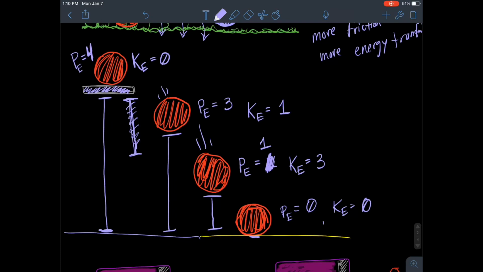Well, what happened to those 4 mystery units of energy? Well, what could have happened is that there could have been some sound energy when it hit the ground, or it could transfer that energy from the ball into the ground, and the ground could absorb those 4 units of energy.